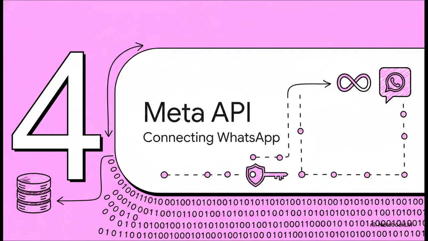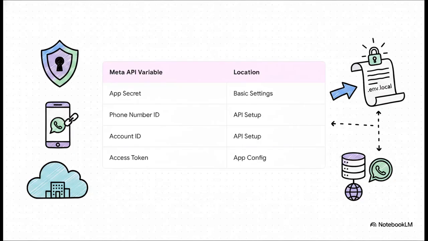Section 4. Connecting the Meta API. Okay, head over to your Meta Developer App dashboard. You need to extract 4 specific credentials here and paste them right next to your database keys in that environment file. Under App Settings, grab your app secret. Then under API Setup, grab your phone number ID and your business account ID. And finally, you're going to generate a permanent access token.